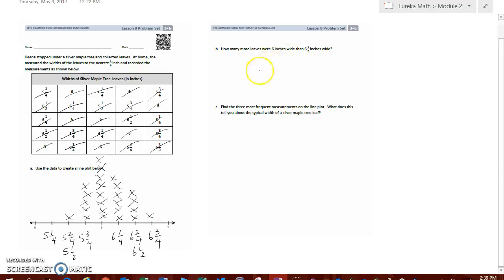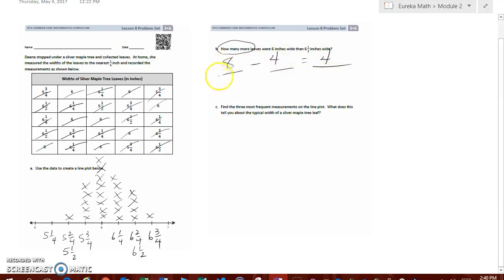So letter B on the back says, how many more leaves were 6 inches wide than 6 1/2 inches wide? Remember, this phrase, how many more, means subtract. So we're going to subtract 2 numbers. We're going to find the higher one and figure out that one goes here, and the lower one's going to go here, and then we're going to figure out what it's equal to. So 6 inches, I remember had 8, and that's my tallest one, so I know that's going to be my first one. 6.5 inches has 4, so 8 minus 4 equals 4.